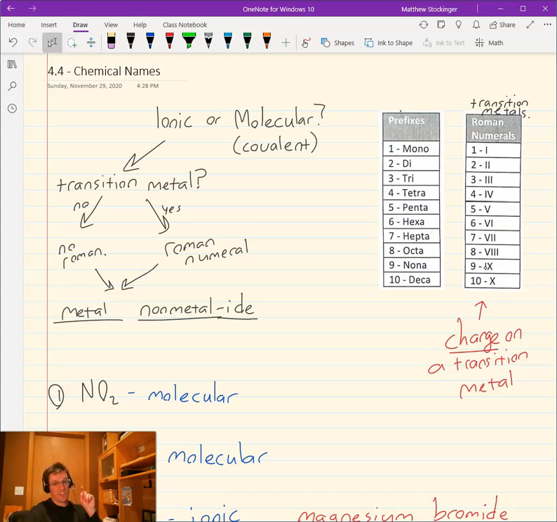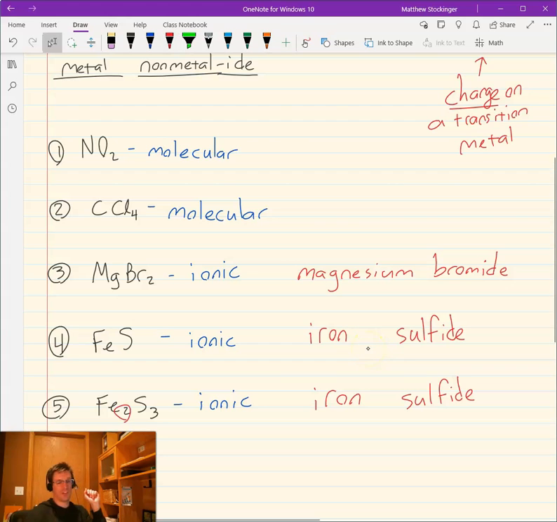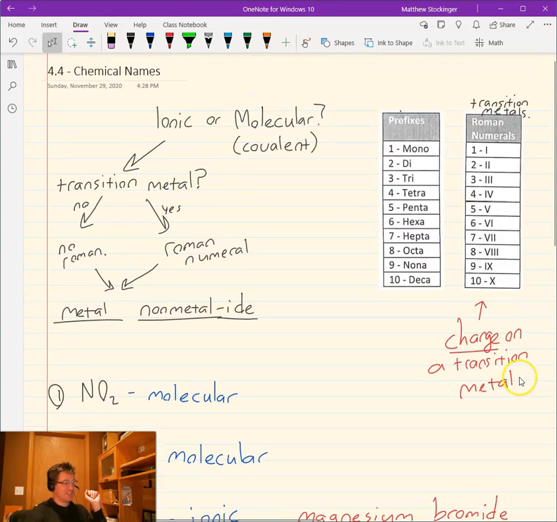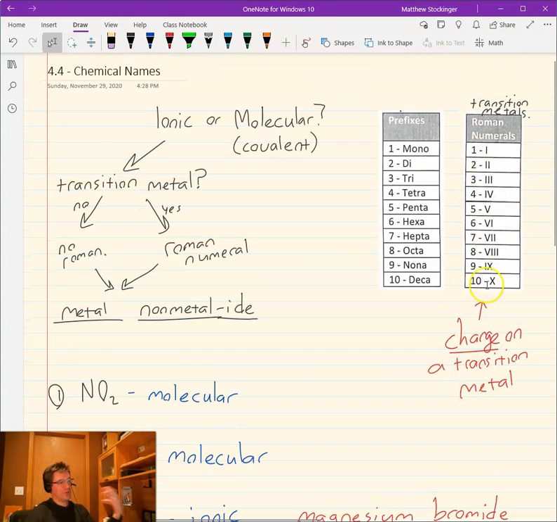Now be careful, it's the charge on the transition metal, not the subscript, right? So you see this Fe2. One of the most common mistakes I see students make is they'll just throw a Roman numeral 2 in there right away, and they'll say, look, it's a 2. II, that's the Roman numeral for 2. So iron II. These Roman numeral tables here are for those of you who just don't know your Roman numerals. This is another way to write numbers.